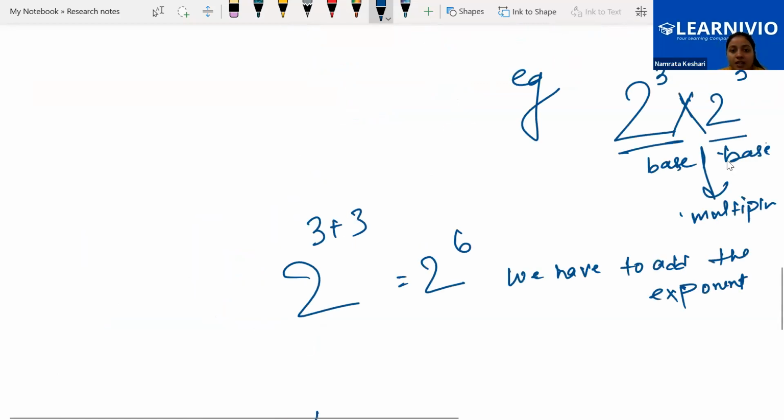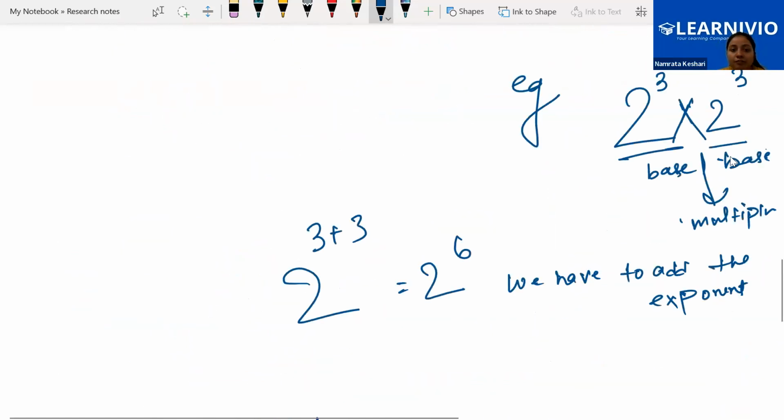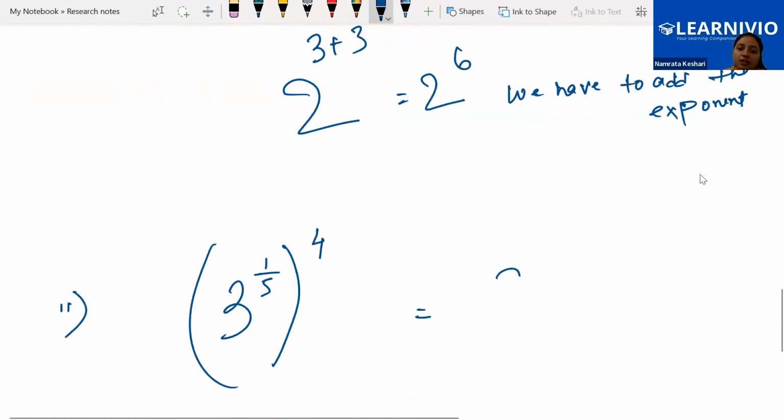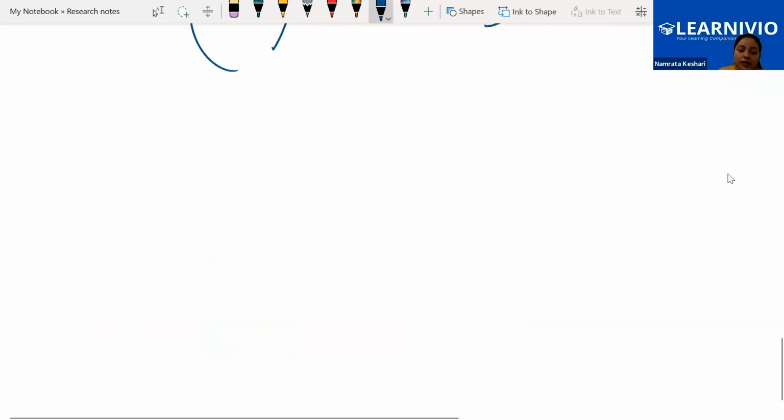Exactly. Yes, Samya. What will we be doing? Same. We have to multiply the exponent. Whenever we are having two different exponents, different or same, doesn't matter. Two exponents, if you can see, you have to multiply them. 1 by 5 into 4, that will become 3 to the power 4 by 5. Okay. Let's go ahead.